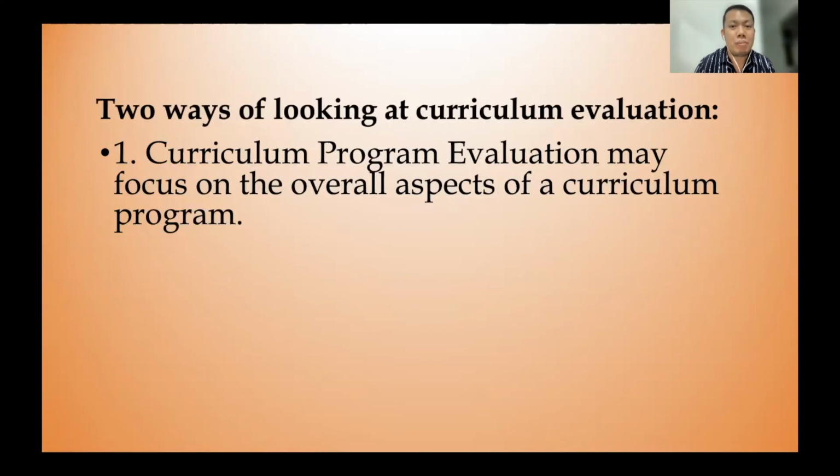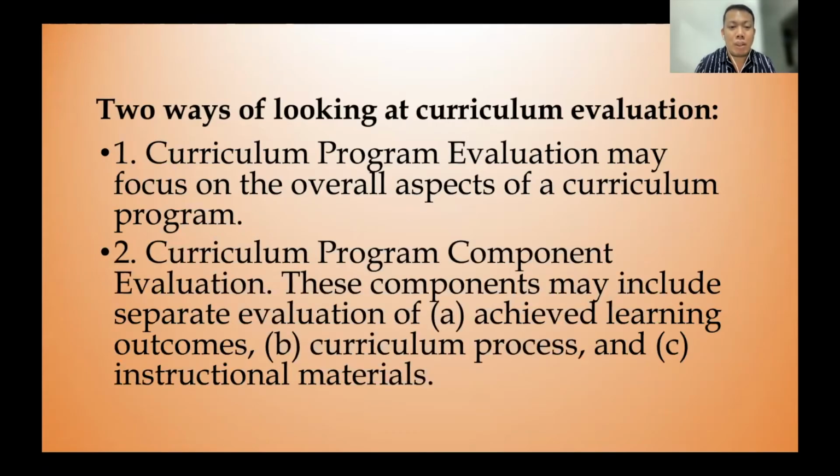It is the opposite of the second one, which is about the component evaluation. So curriculum program component evaluation, these components may include separate evaluation of achieved learning outcomes, curriculum process, and instructional materials. So as you can see here, in these two ways of looking at curriculum evaluation, there is a general evaluation. The first one is about the overall aspect, and the second one is about the specific detail. Because in the teaching and learning processes, like for example, when we follow the lesson plan, there are achieved learning outcomes.